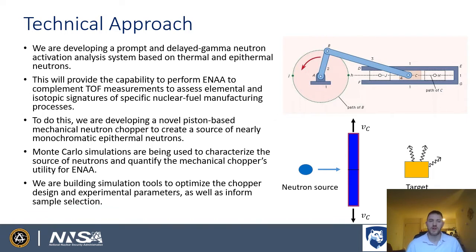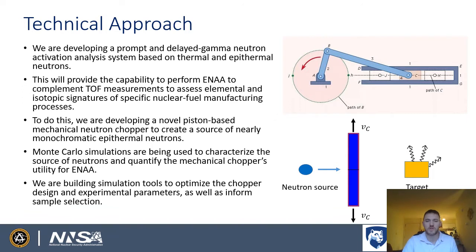manufacturing processes. So to do this, we're developing a novel piston-based mechanical neutron chopper to create a source of nearly monochromatic epithermal neutrons. And this is advantageous because it will reduce the activation of unwanted nuclei from the full reactor spectrum, particularly thermal activation, where some of the resonances in the energy region of interest will be preferentially activated, which will give a better isotopic signal.